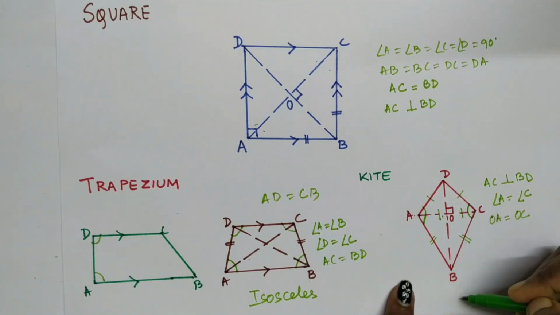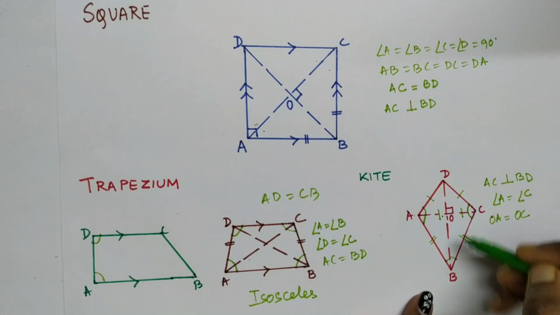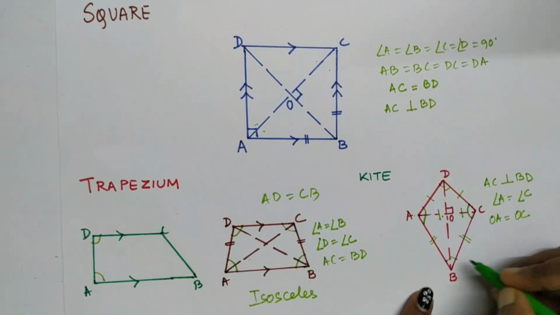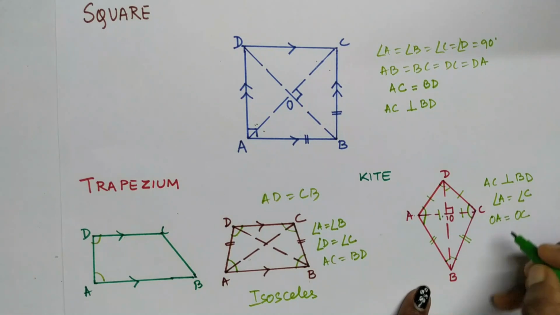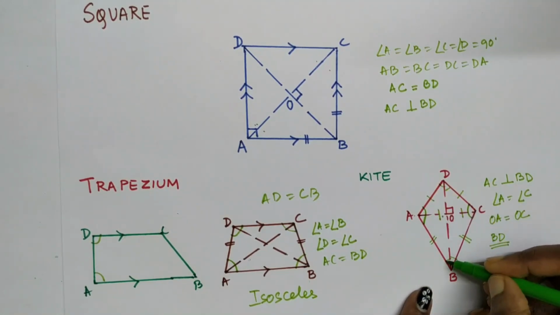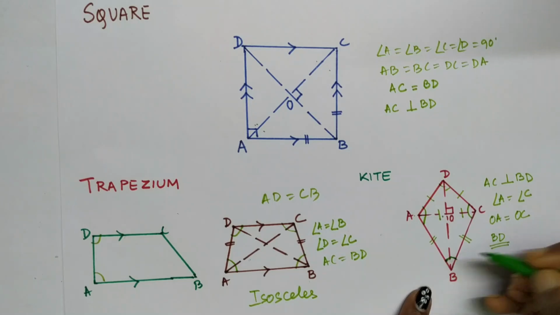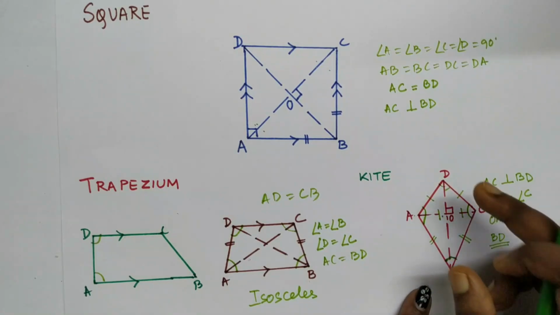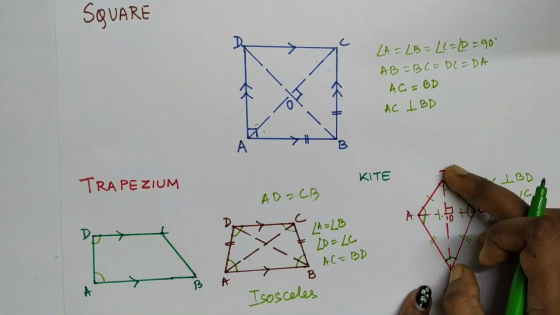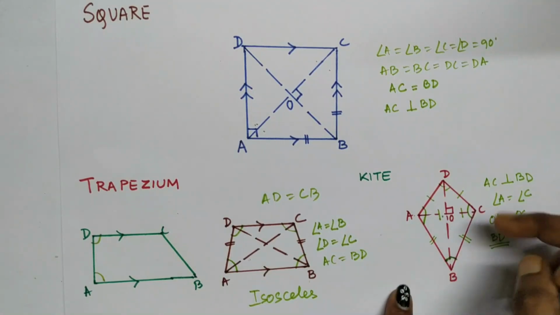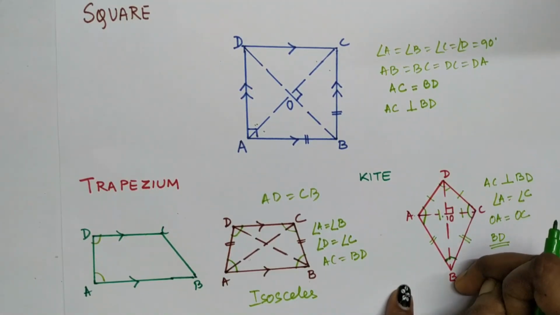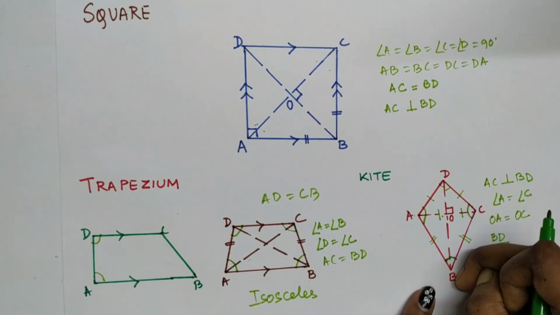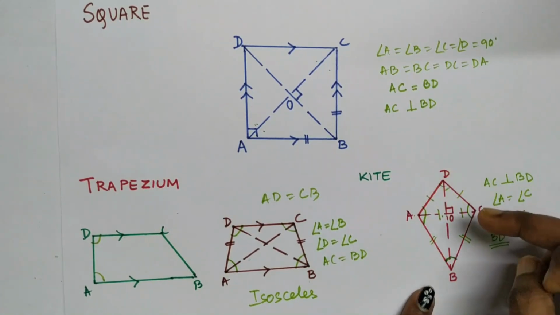And the diagonal BD bisects angles D and B. So D and B are bisected by the diagonal BD. So BD is the diagonal which bisects the angles B and D. Means if this is known, we can multiply it 2 times to get the answer. If you know this side, you can get the other side because they will be the same, as BD bisects angles B and D. And in this diagram, BD is dividing the kite into two congruent triangles, ABD and CBD.